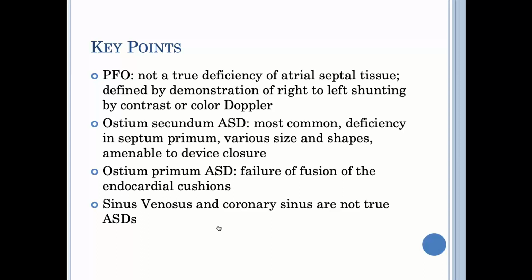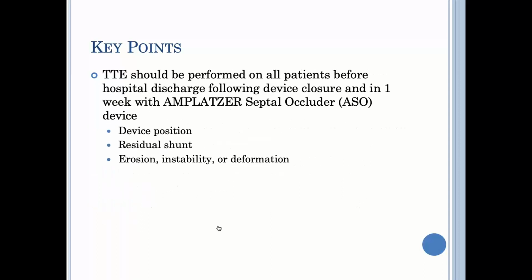And especially with sinus venosus defects, it's important to remember that they're SVC, IVC types. They can be associated with those pulmonary vein anomalies, and that's something to look for. And then just to wrap it up around the echo assessment for post-device placement.